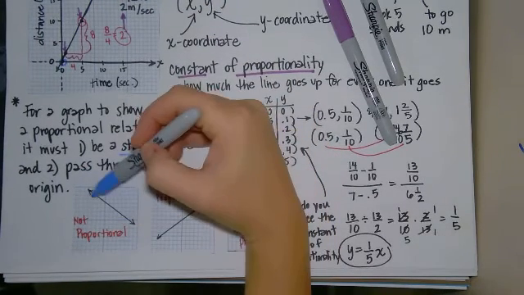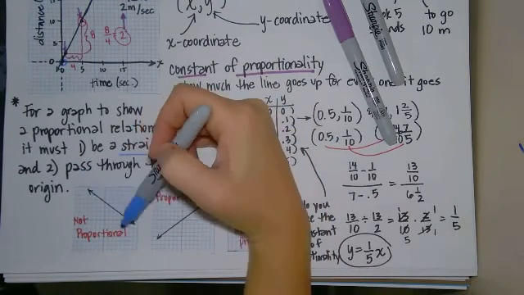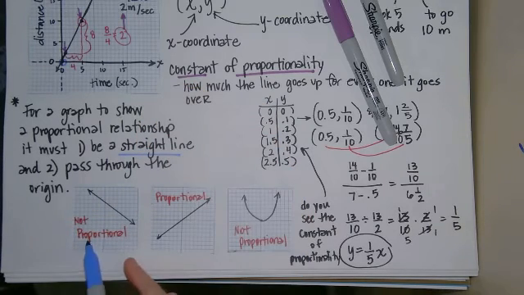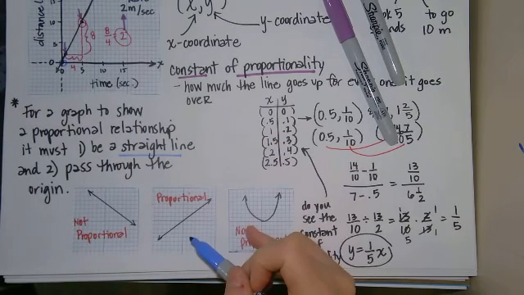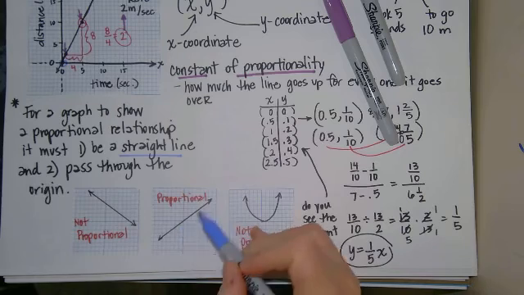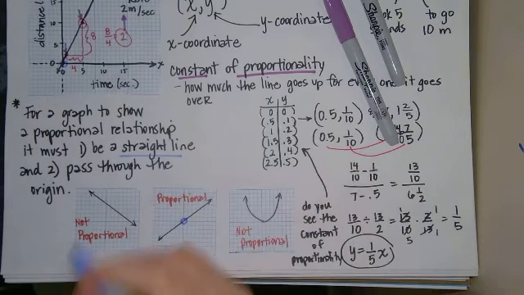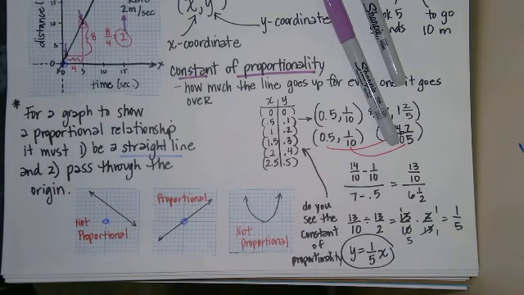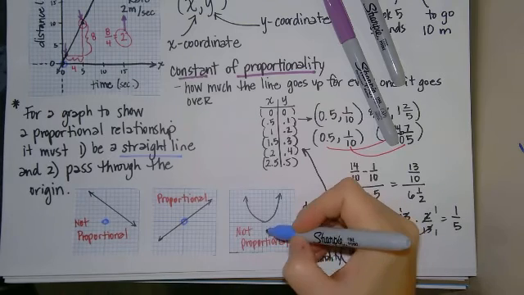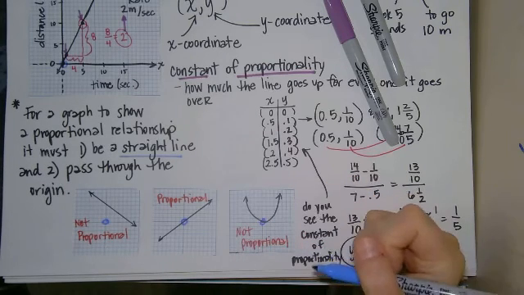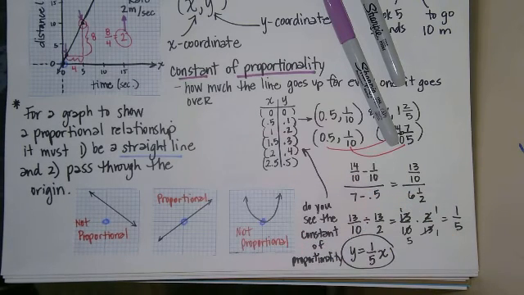Let's take a look at this one. This one has a nice straight line, so we would say it's linear, but it's not proportional. Why? Because it doesn't pass through the origin. This one right here is proportional. Notice it's straight and it passes through the origin right here. So we would say the origin is right here. This one is not proportional. It's not straight even though it passes through the origin.